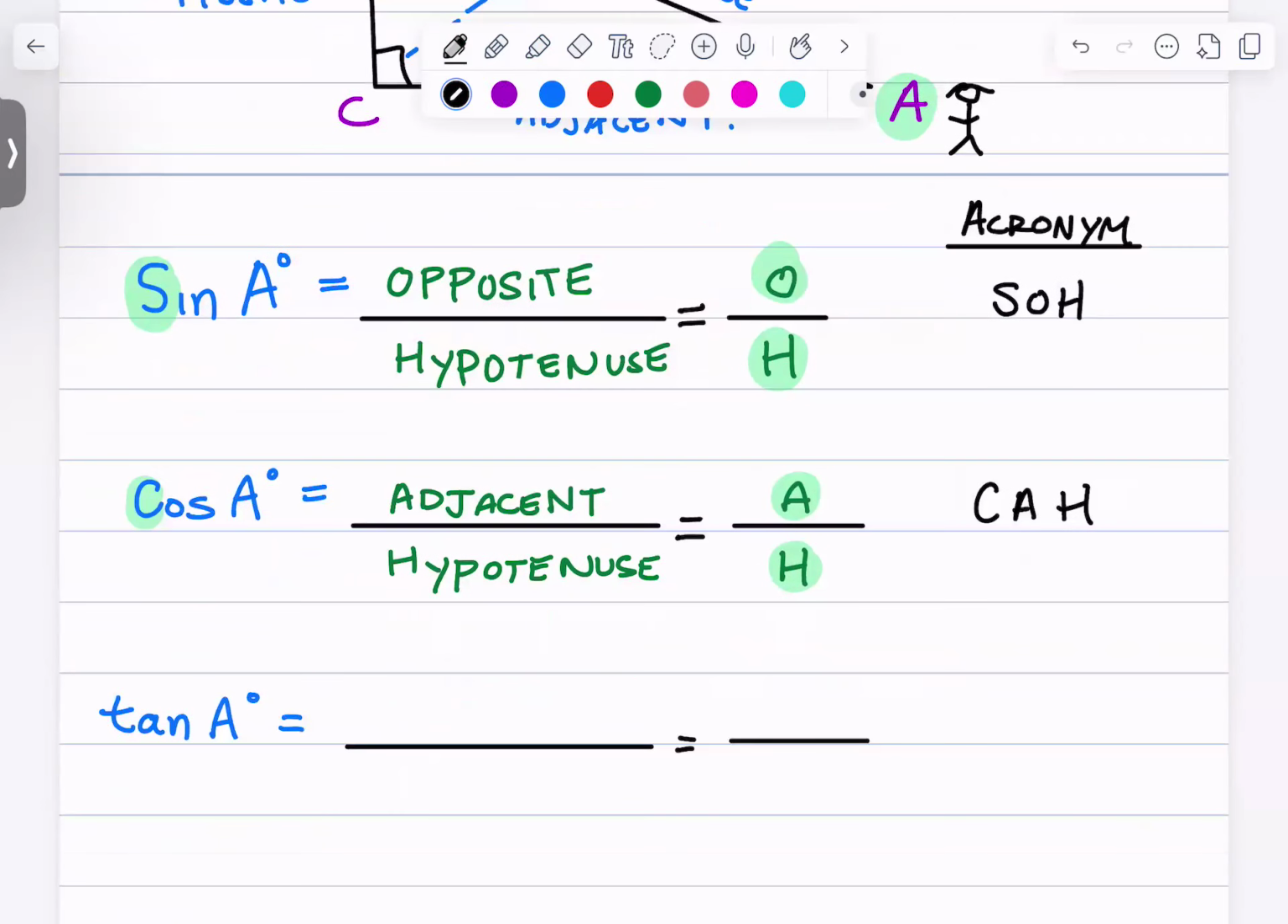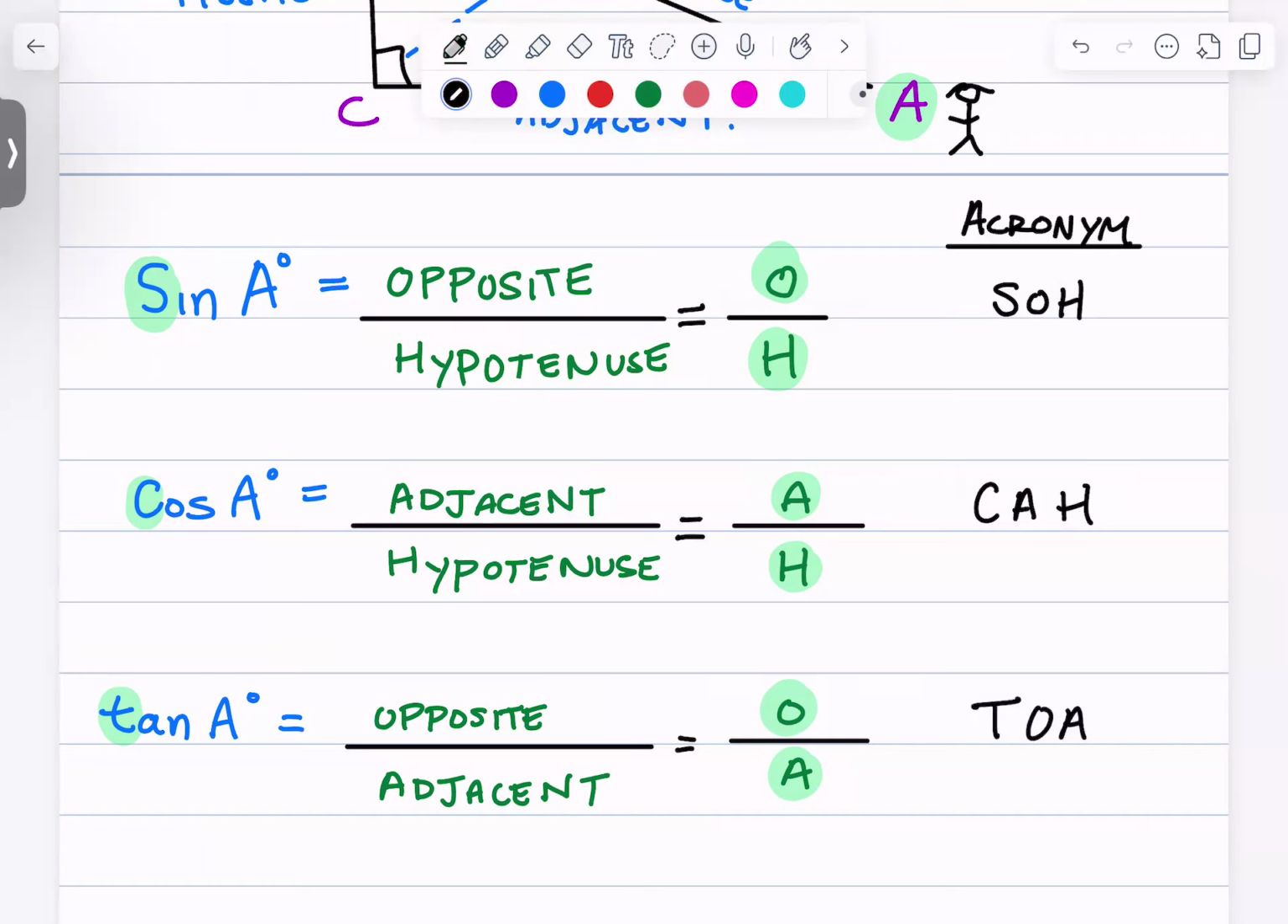And then the tangent of angle A will always be the opposite over your adjacent. So this is O and A. And last, if I take all of these, the first letters of each, that's T, O, A.